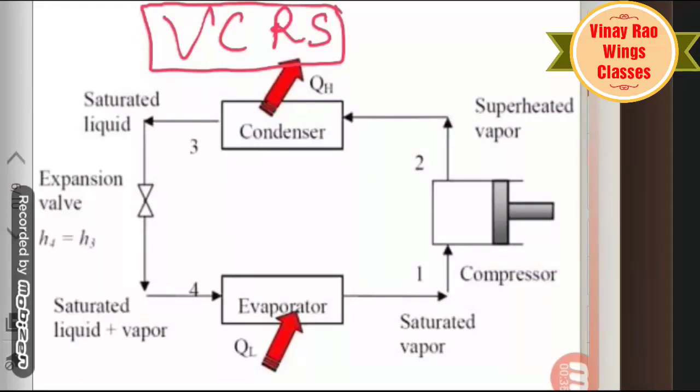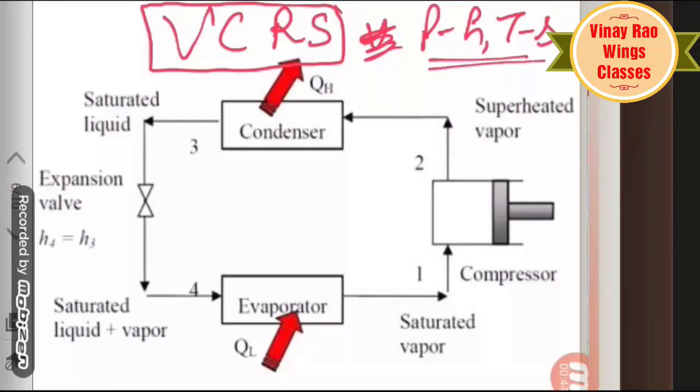I will explain the vapor compression refrigeration system, for which the pH and TS charts are most important. I already explained the pH chart through a graphical representation, and I also explained the TS chart. I explained the mathematical utilization of the pH and TS charts in the vapor compression refrigeration system. Now I am going through the vapor compression refrigeration system.